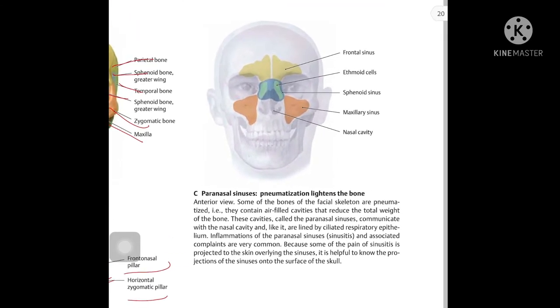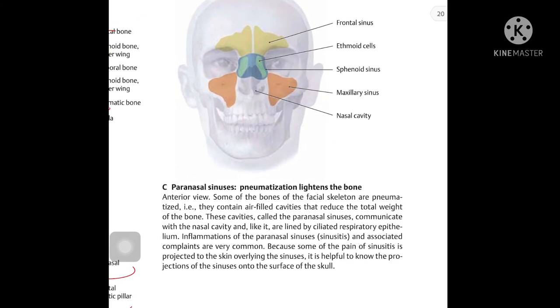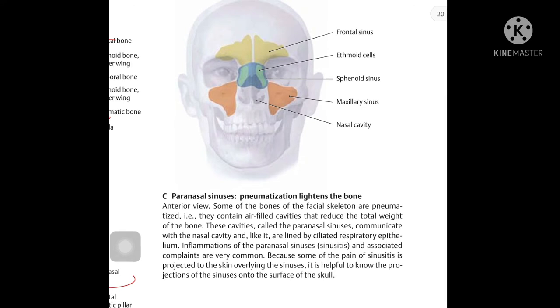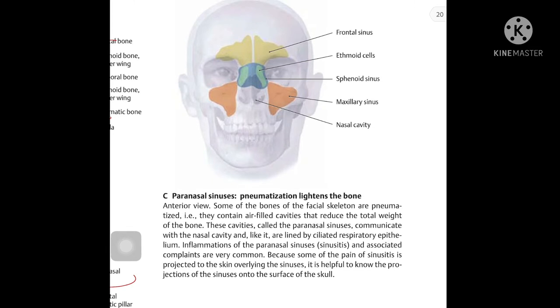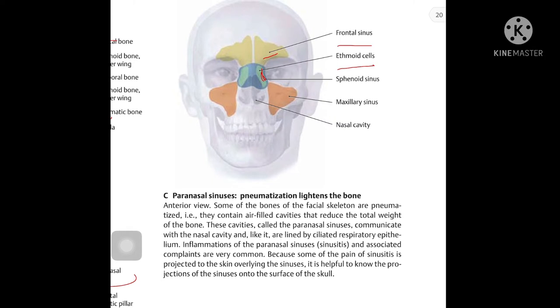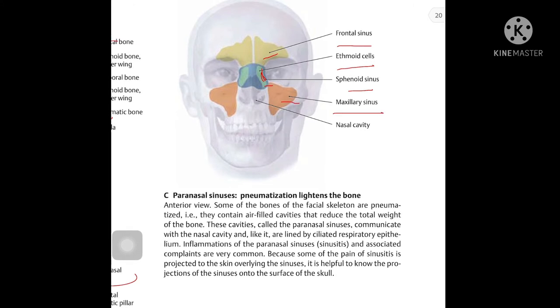See this diagram of the paranasal sinuses. Pneumatization lightens the bone. This is the frontal sinus, and these are the ethmoid cells, green color, and the sphenoid sinus is also here, and the maxillary sinus is there, and the nasal cavity is here.